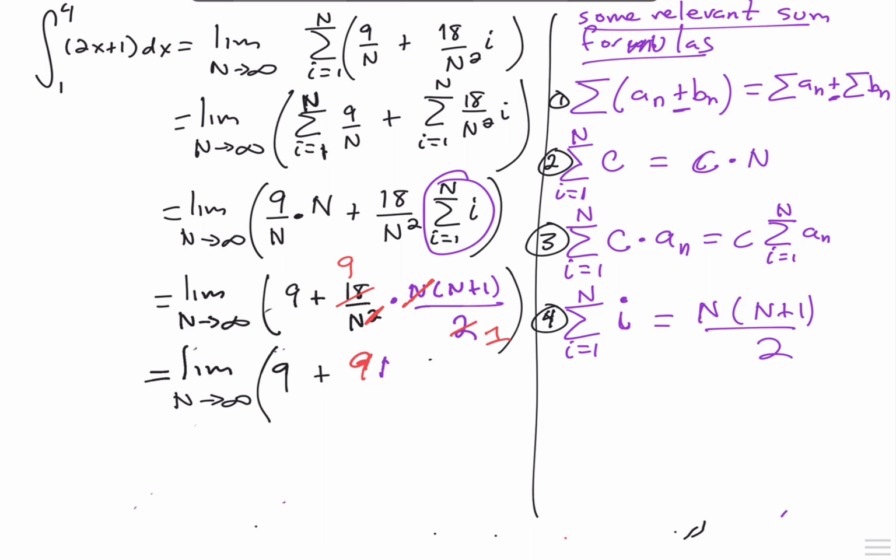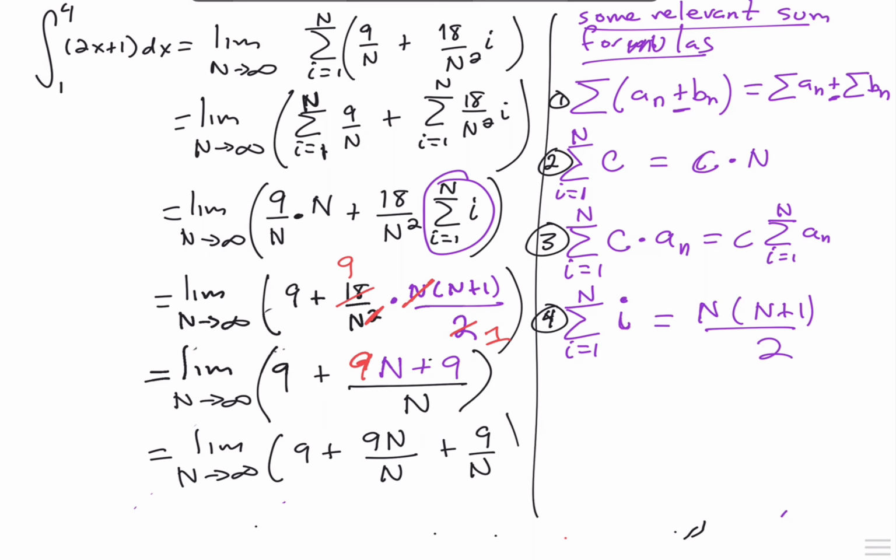9 times n plus, if you get rid of the parentheses, it would be plus 9. Or if you want to leave the parentheses, just leave it n plus 1. I'm going to get rid of the parentheses. Okay, and all that's being divided by n. I'll do one more simplification step. So this is 9 plus 9n over n plus 9 over n, right? All I did there was break up that fraction into 2. And then what do you notice? These n's cancel, right?